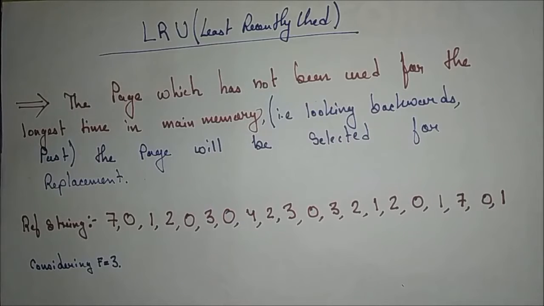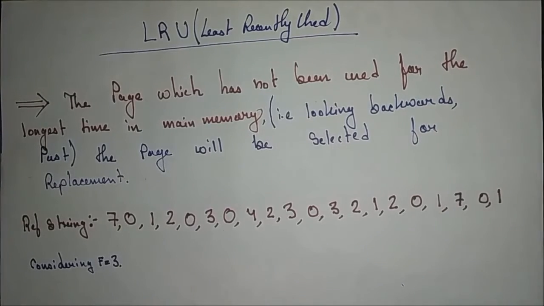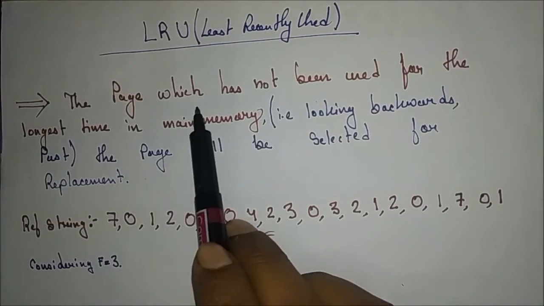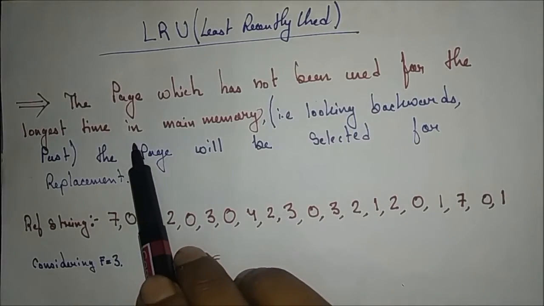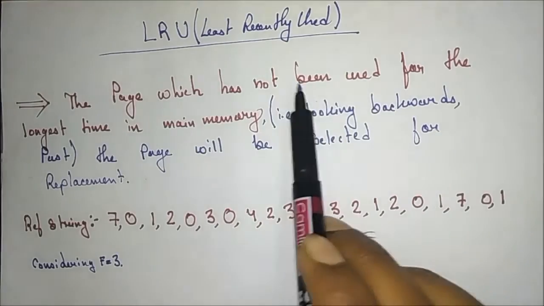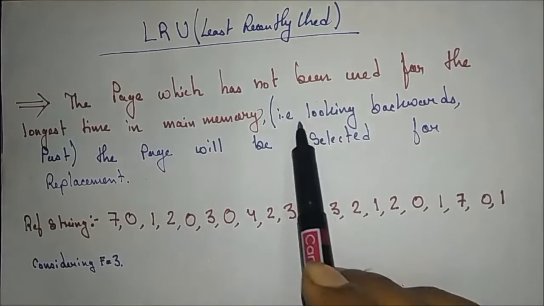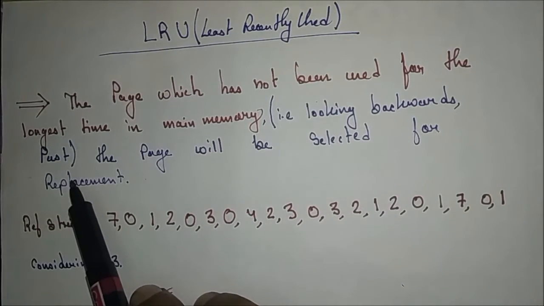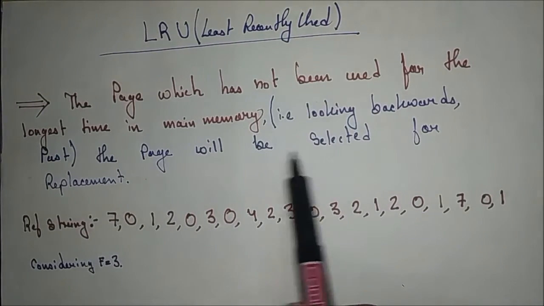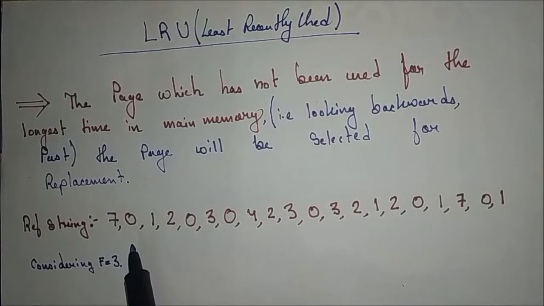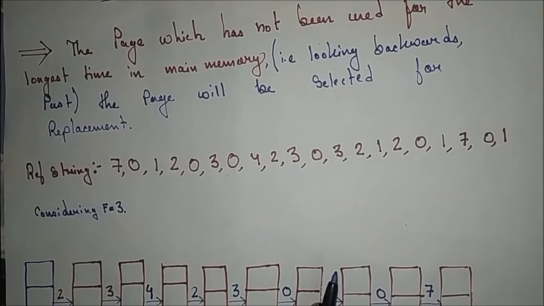In the optimal page replacement algorithm we look for the future page, and here we will look backward, that is, the past. The page which has not been used for the longest time in main memory, looking backwards into the past, will be selected for replacement. You will understand this better with an example.